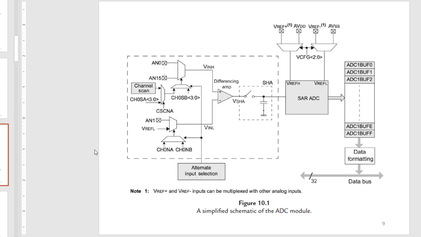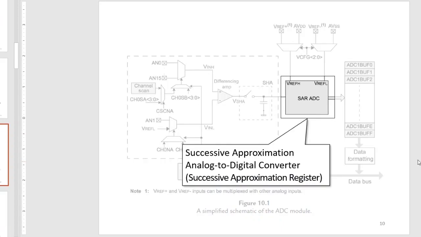So this is a simplified schematic of the ADC module of the PIC32. Let's highlight a few parts first. This is our successive approximation analog to digital converter, or basically the successive approximation register, which the SAR is named for. This comes with the logic of the successive approximation, or the binary search algorithm, for SAR.